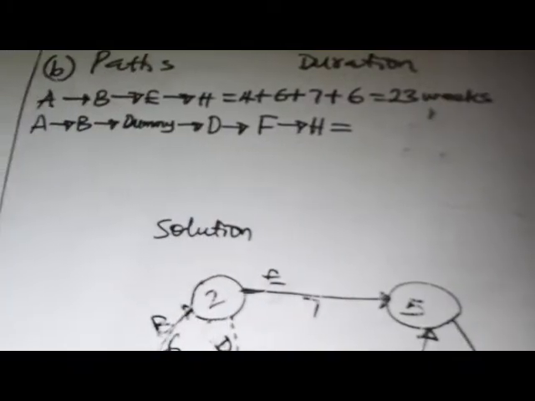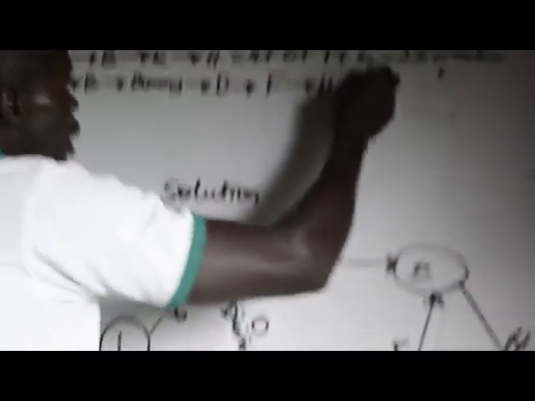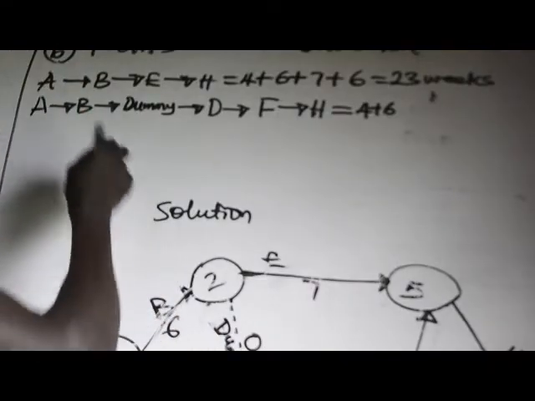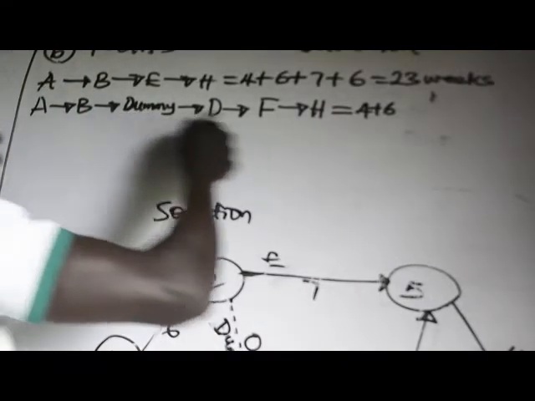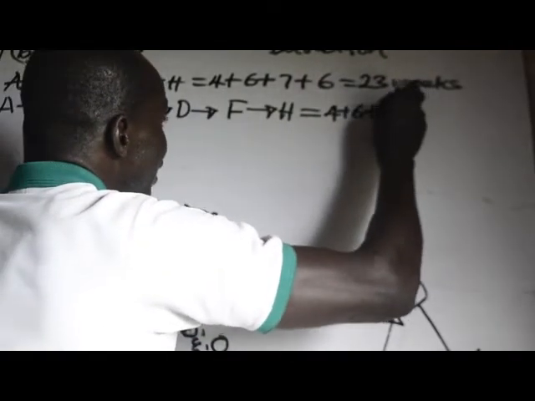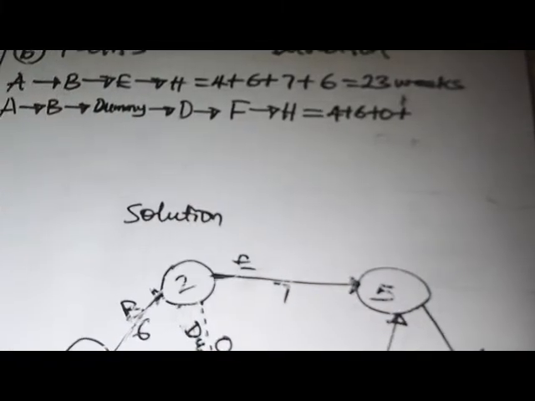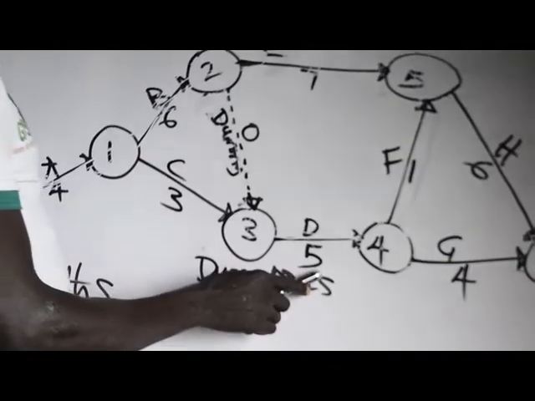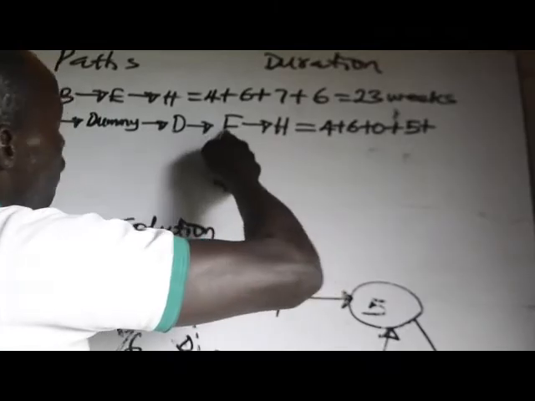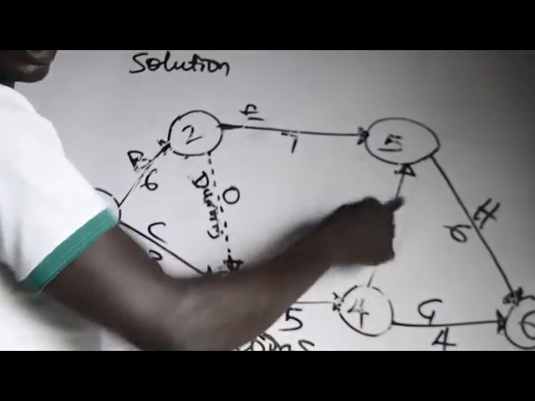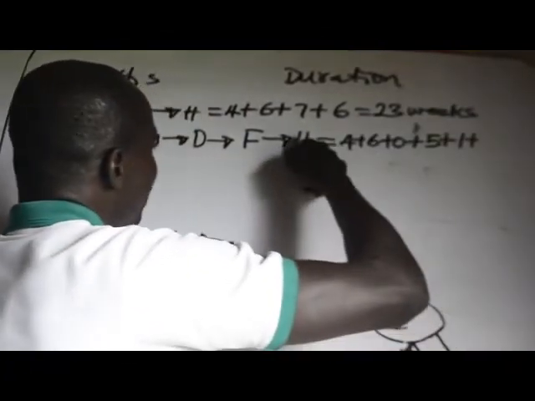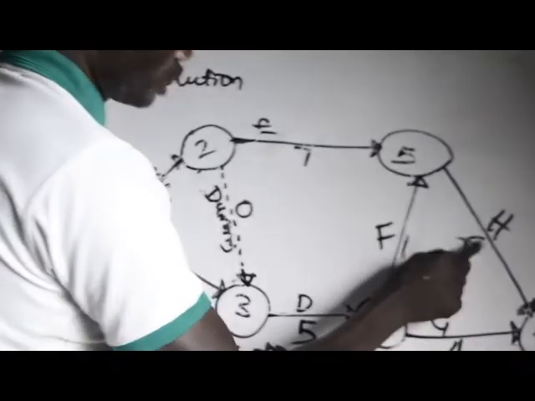A is 4 weeks, B is 6 weeks. A 4 plus B 6, then plus dummy. Remember dummy, I told you that will be denoted by 0. Then plus D, and the duration of D is 5 weeks, plus that of F. Duration of F is 1 week, plus that of H. The duration of H is 6 weeks.